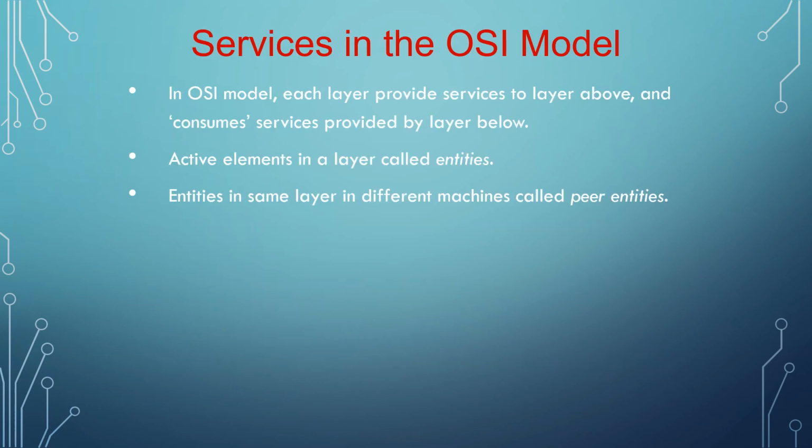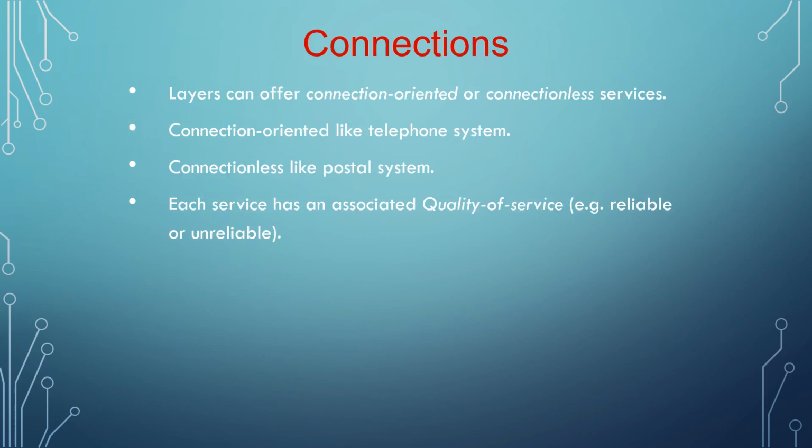Then, the services provided by the OSI model. In this model, each layer provides service to the layer above and consumes service provided by the layer below. Here the active elements in the layer are called entities. Entities in the same layers in different machines are called peer entities. The connections between these layers can offer connection oriented or connectionless services. Connection oriented is like the telephone system, connectionless is like the postal system. Each service has an associated quality of service. For example, it can be reliable or unreliable.